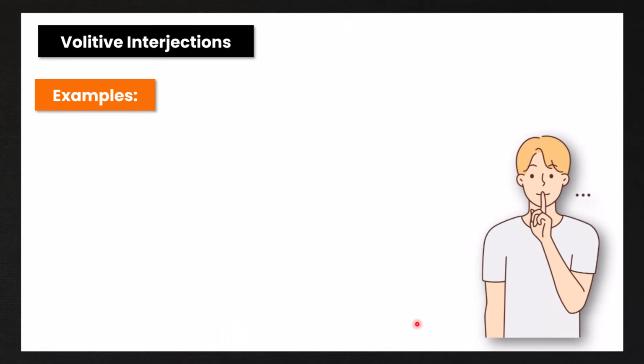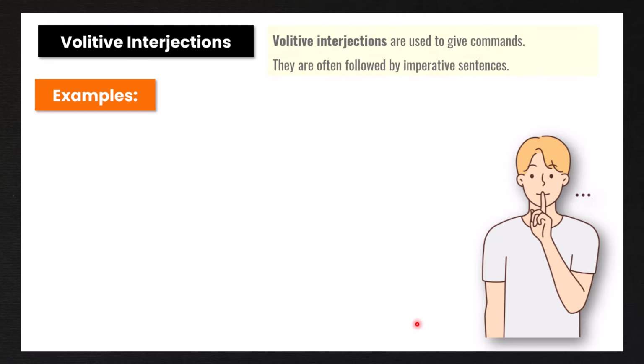Now let's talk about volitive interjections. Volitive interjections are used to give commands. They are often followed by imperative sentences. Here are some examples. Shh, we say when we want someone to be quiet.